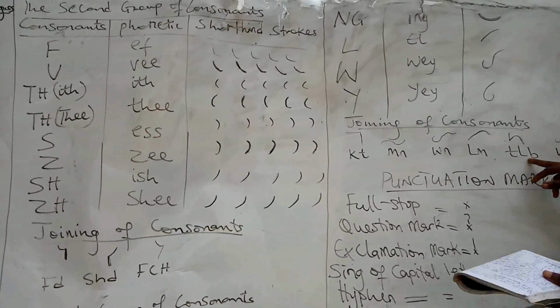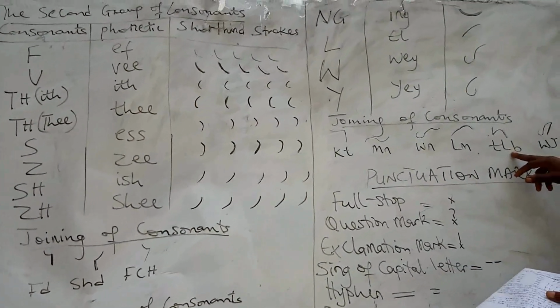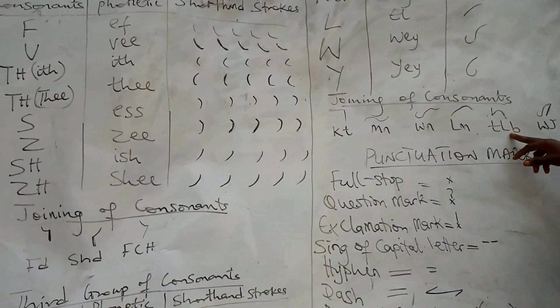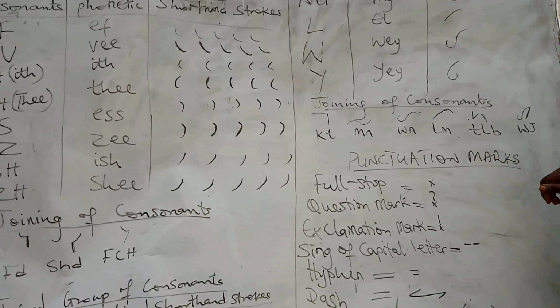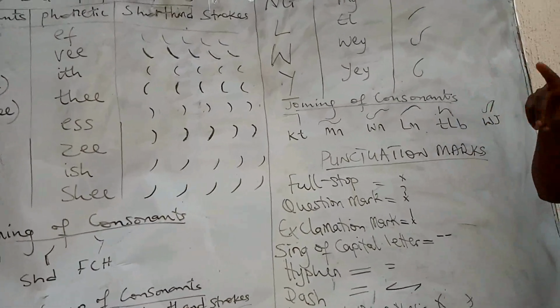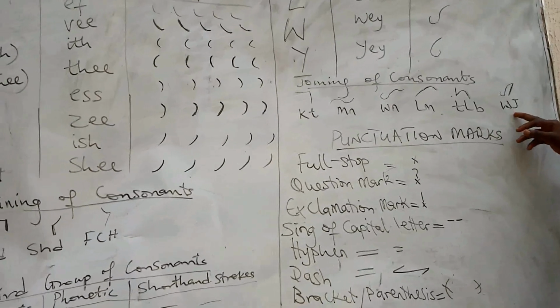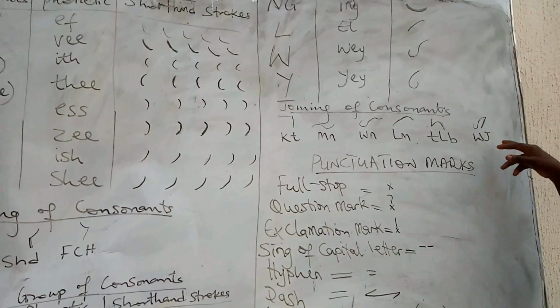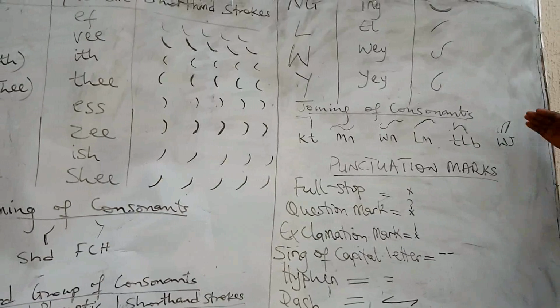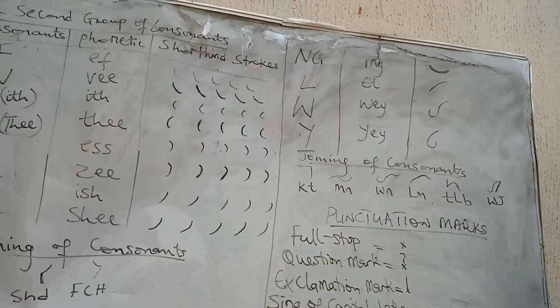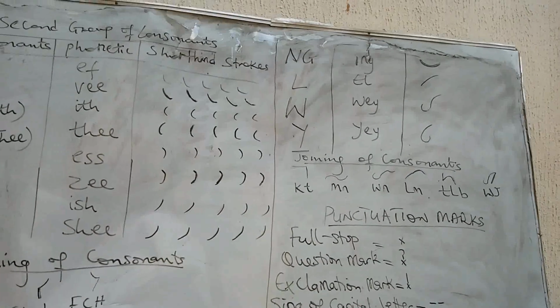T, L, B come from the first group and the third group. T, B, first group, then L, third group. W, J, W, third group, J, first group. You join. You can as well move on because that is the assignment you will do.